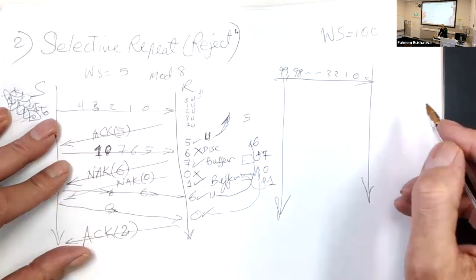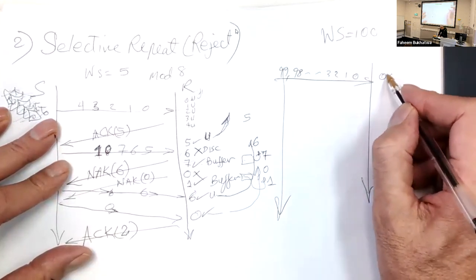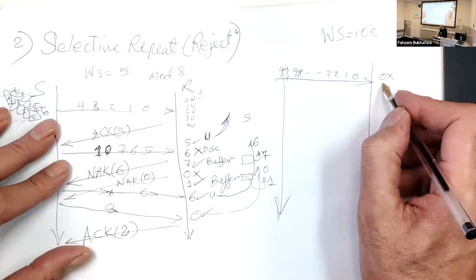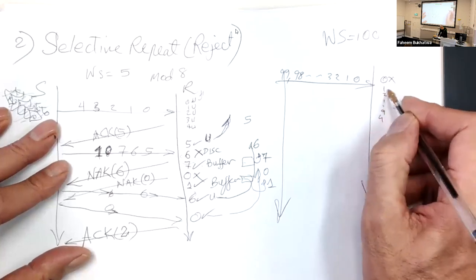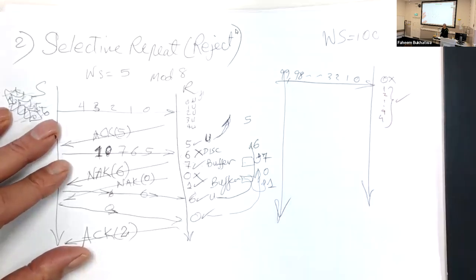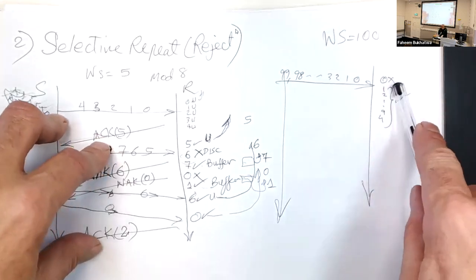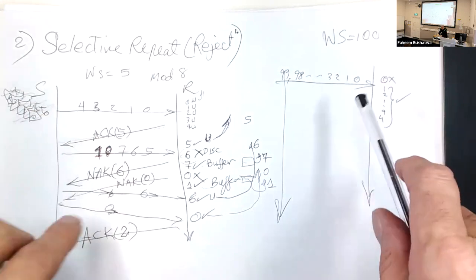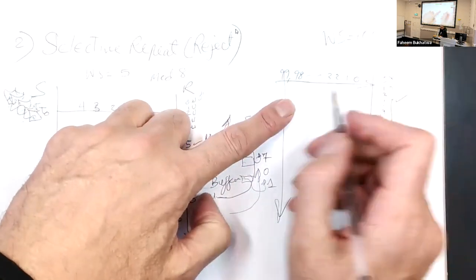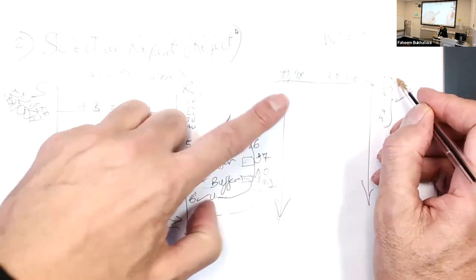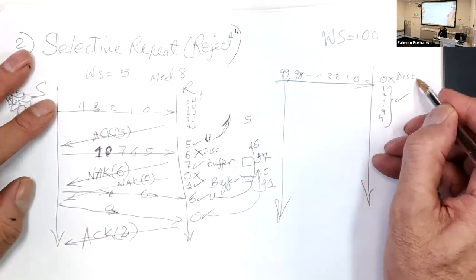100 frames are sent. Imagine if 0 is bad, has an error, but 1, 2, 3, all the way to 99 are good. How does this system work? What do we do with frame 0? Any idea? In the selective reject, this one, discard.